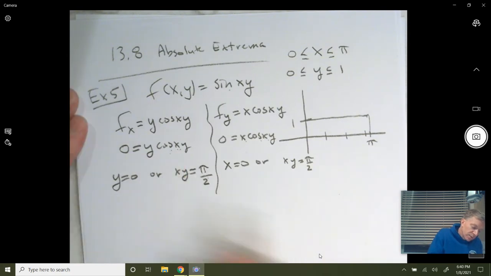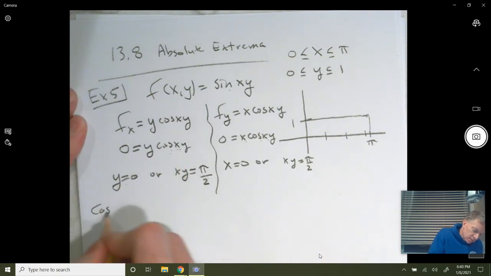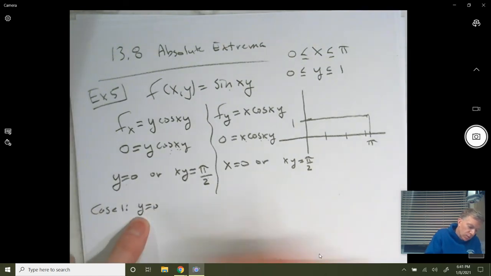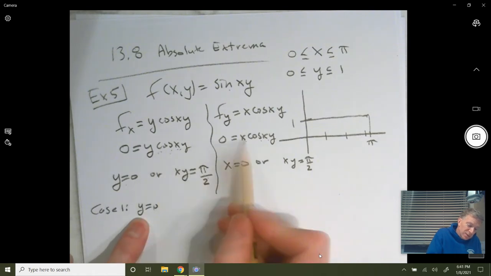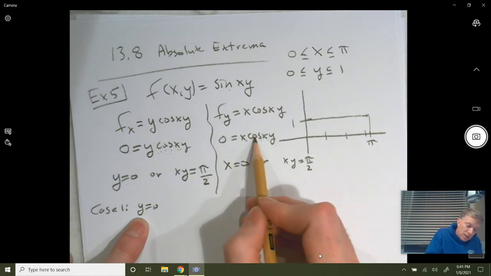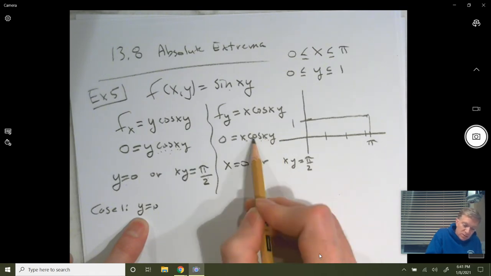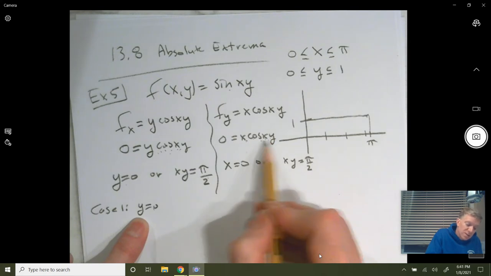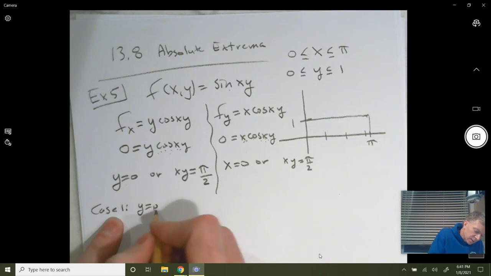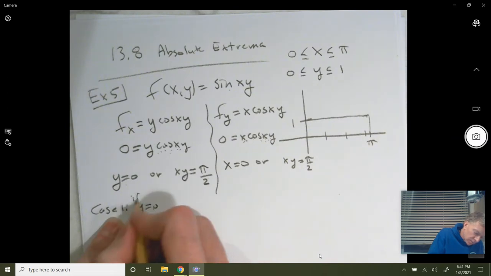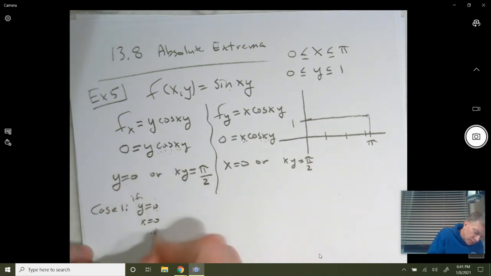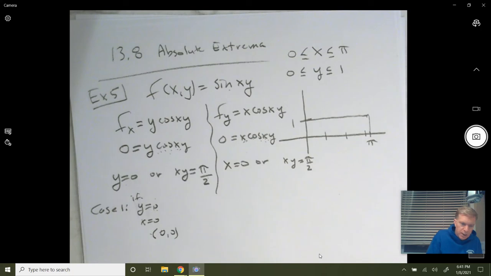Okay, now we have to look at this case, case 1, where y equals 0. Well, what happens when y is 0? Well, when y is 0 in this, we need both of these to equal 0 at the same time to be a critical value. So if y is 0, we're going to have cosine of 0, no matter what x is, cosine of 0. Well, that's 1. So in order for this thing to equal 0, x would have to be 0. So case 1, if y is 0, then x also has to equal 0. So you've got the point 0, 0.